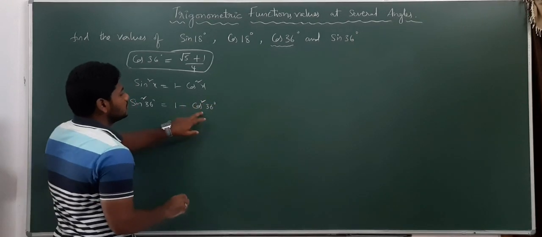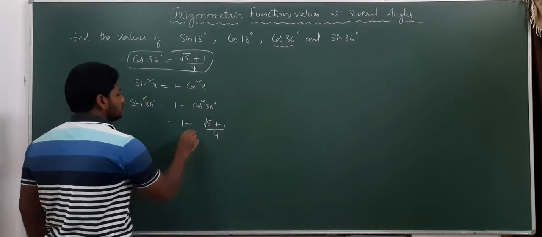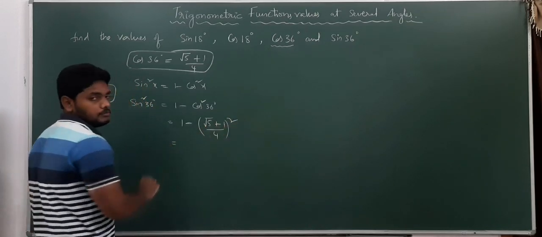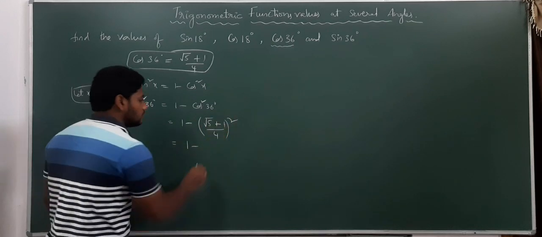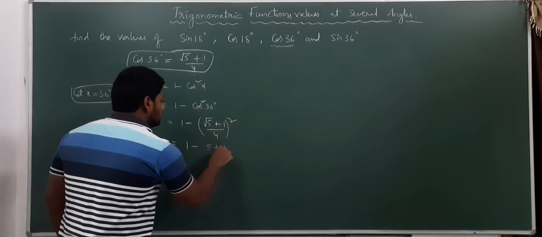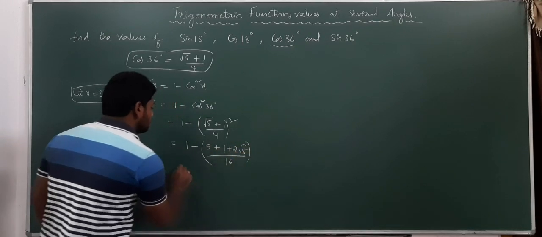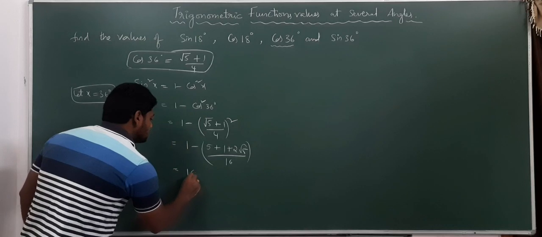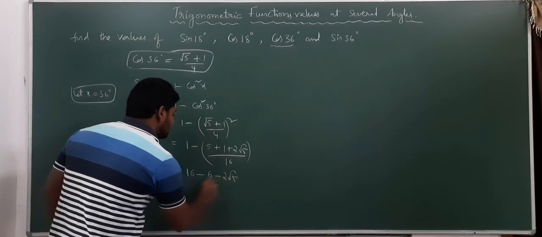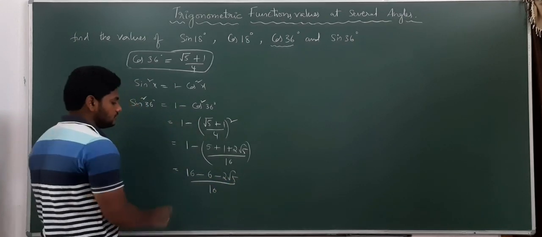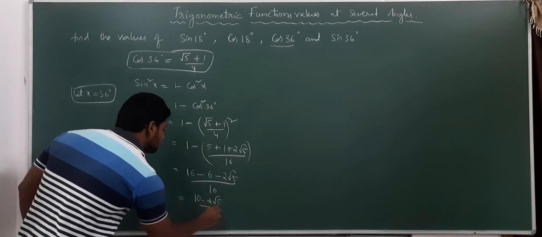So 1 minus, what is cos 36? (Root 5 plus 1) divided by 4, whole square. You simplify this, you will get sin square 36 degrees. So 1 minus (a plus b) whole square, which is root 5 whole square is 5, plus 1, plus 2 root 5, divided by 16, right? So you take LCM, you will get 16 minus 5 plus 1 plus 2 root 5, divided by 16. Simplify: 16 minus 6 is 10, minus 2 root 5, by 16.